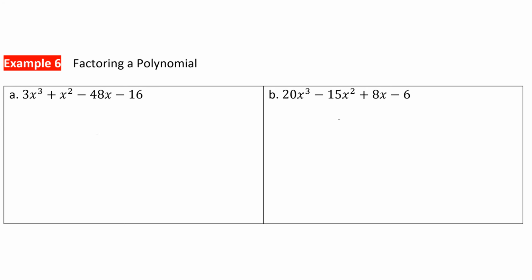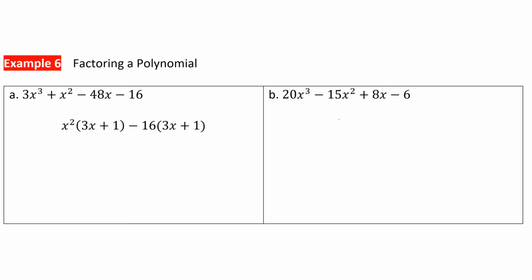So let's consider that. Let's look at the first example, A, and the first 2 terms are 3x cubed and x squared. Looks like we can take an x squared out of both. What we would be left with is 3x plus 1. And so I wonder, do 48x and 16 work similarly? If we can take something out, could we be left with 3x plus 1? As a matter of fact, we can. We can factor out a negative 16.